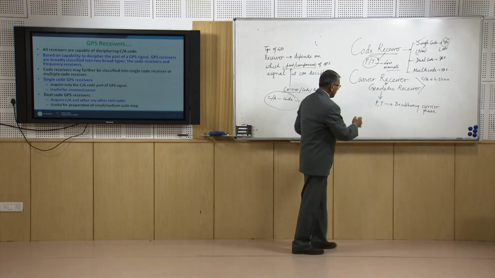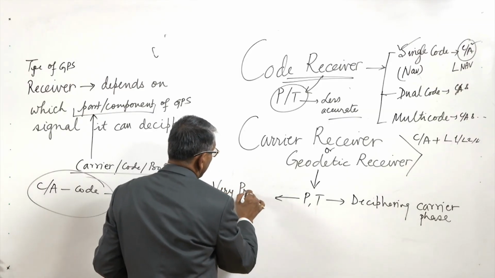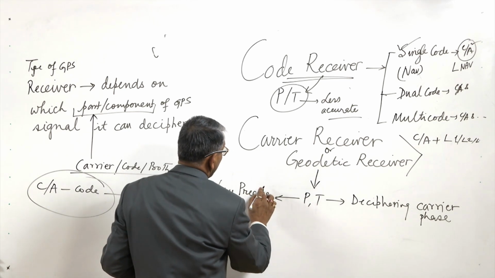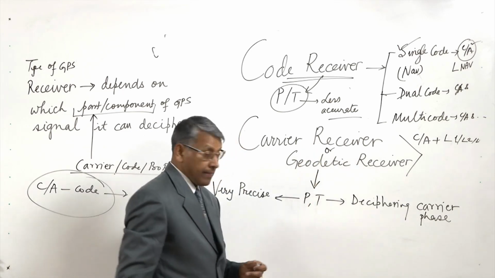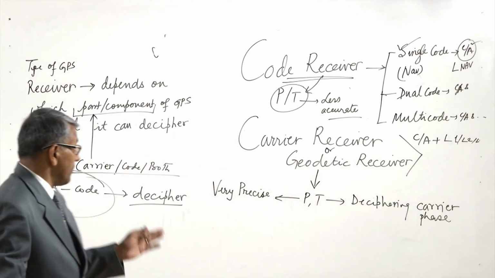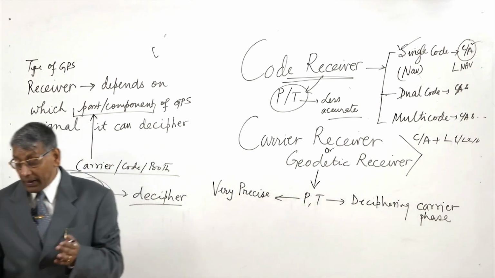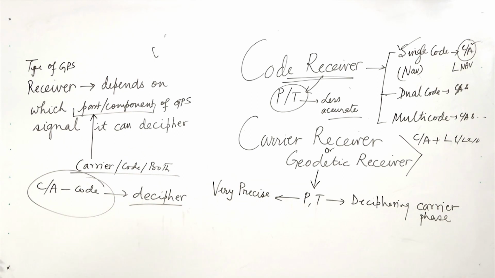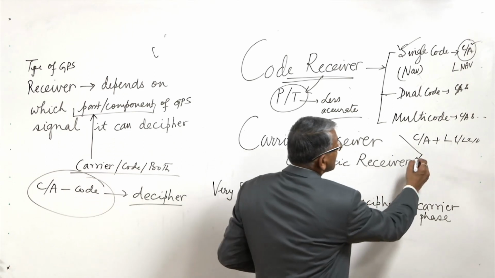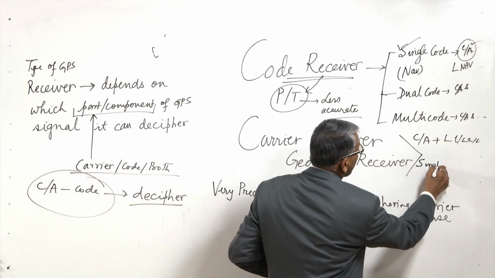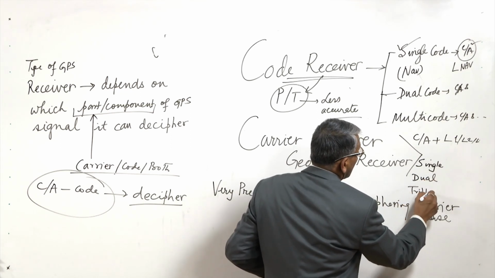As a result, we get very precise position and time from a carrier receiver or geodetic receiver. Now, depending upon how many carrier frequencies it can decipher, it may be single frequency, dual frequency, or triple frequency.